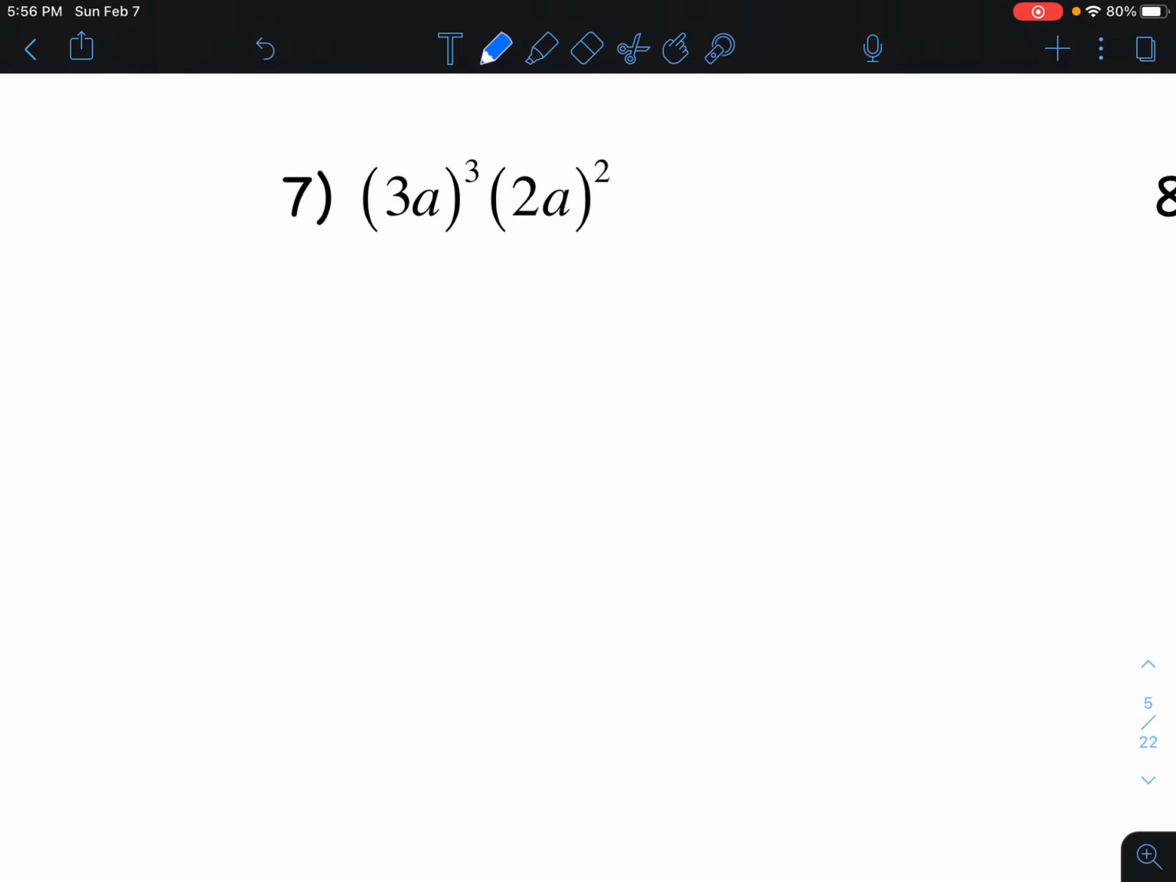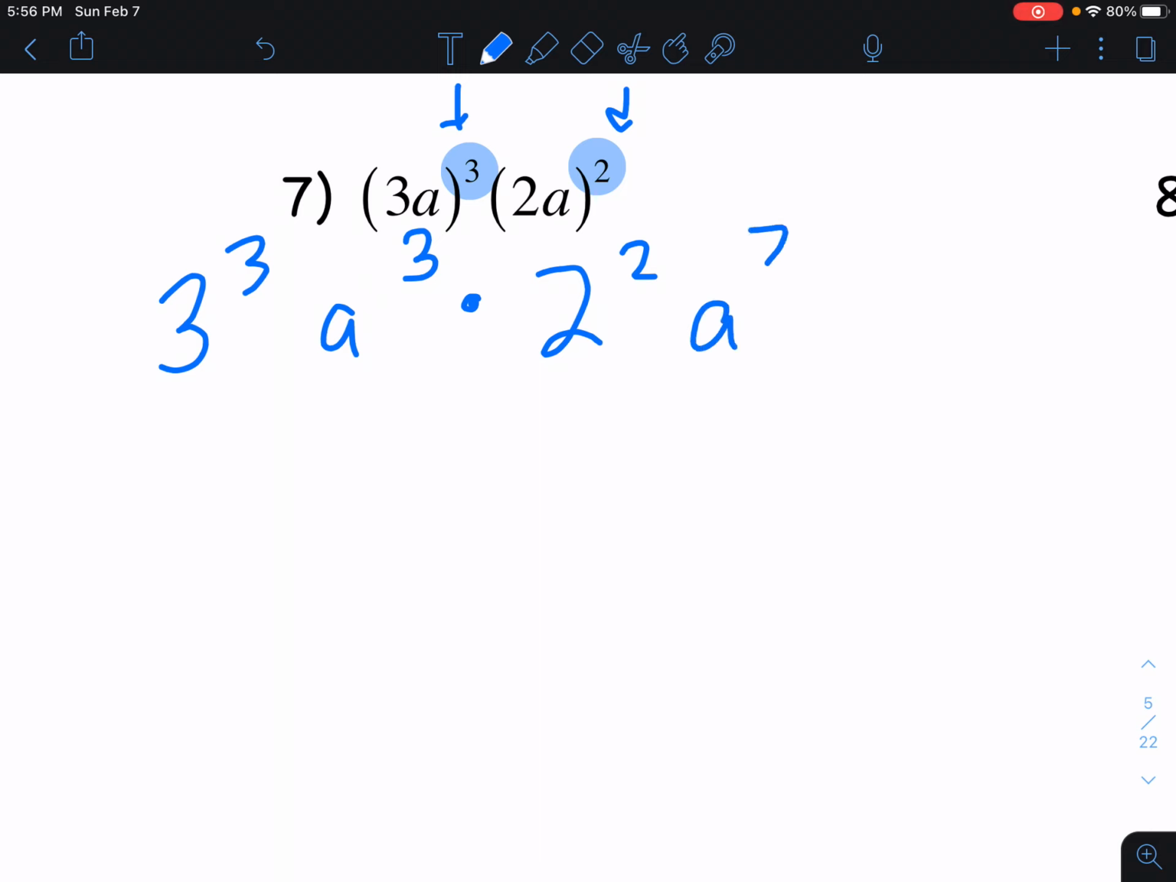Number 7. Now, this guy, it is multiplying, but first we do have some exponents outside of parentheses. Whenever we have that, we apply those exponents first. So the 3 right here is going to apply to both the 3 and the a. So 3 to the third, a to the third. And then this 2 will apply to each thing in its own parentheses. So 2 to the second times a to the second.